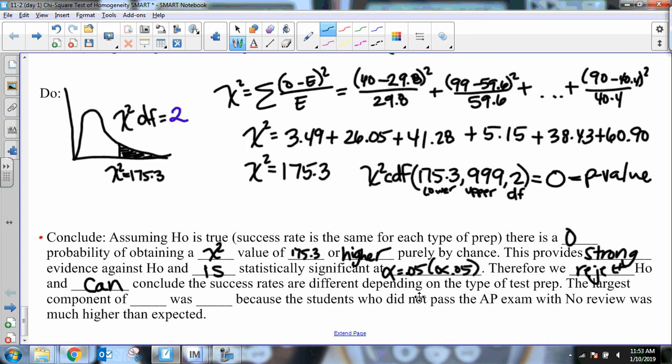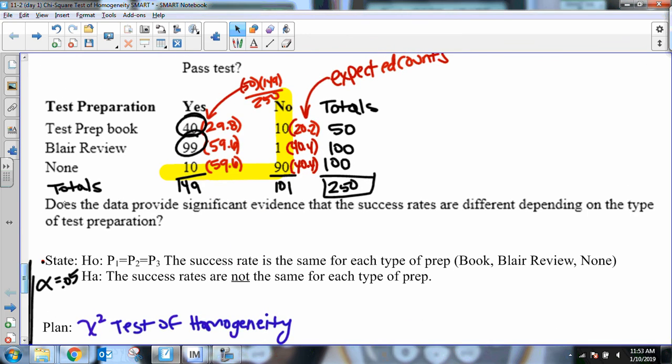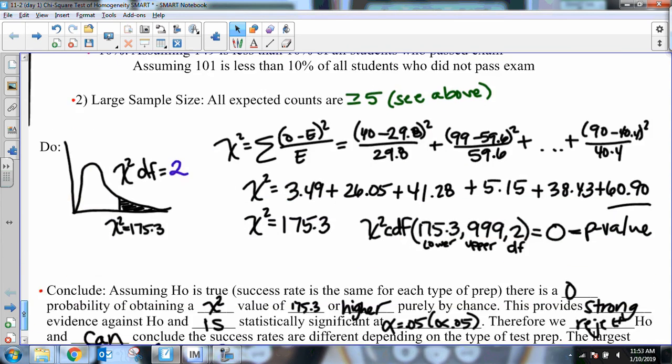So now notice I have one more sentence in here. I have my follow-up. The largest component of chi-squared was, look up here, look at the list, 60.9. Because the students who did not pass the AP exam with no review was much higher than expected. If you go back and look up here, okay, those that did no review, according to our expected, we would expect only about 40.4 to not pass, but 90 did not pass. So that number was a lot higher than what we expected. So that's the largest reason for the difference.